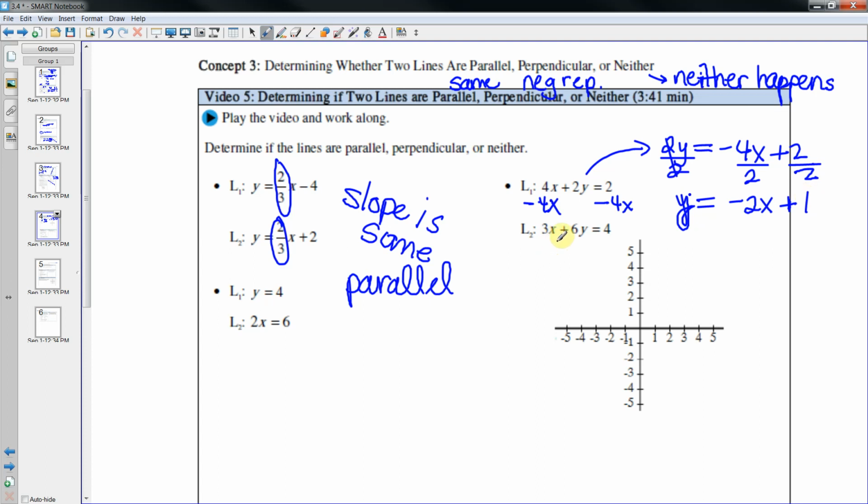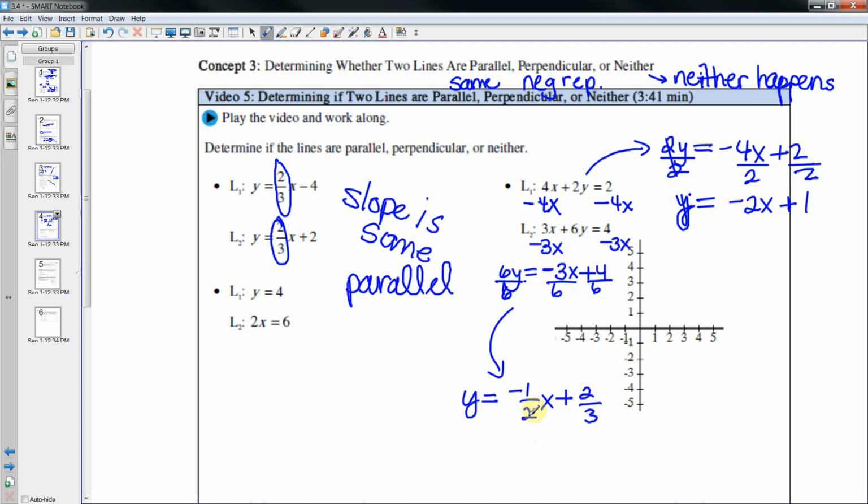Okay, so there's 1. I'm going to solve this one for y, so I'm going to subtract 3x. So 6y equals negative 3x plus 4. Divide by 6. Come down here, so y equals negative 3 over 6, which reduces to negative 1/2 x, plus 4 over 6, which reduces to 2/3.